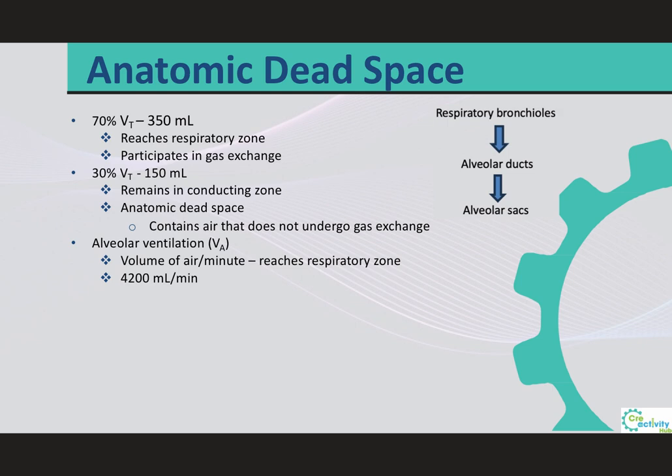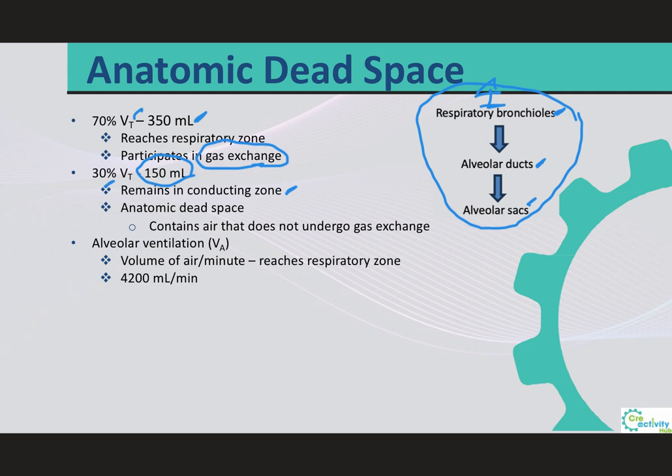In a typical adult, about 70% of the tidal volume, which is about 350 mLs, actually reaches the respiratory zone of the respiratory system, which are the respiratory bronchioles, the alveolar ducts, and the alveolar sacs, which are represented here. And in this respiratory zone is where we will have the gas exchange. Now the other 30%, which is about 150 mLs, will remain in the conducting zone, which basically is everything above the respiratory bronchioles. So the nose, the pharynx, the larynx, the trachea, the bronchi, the bronchioles, and the terminal bronchioles.